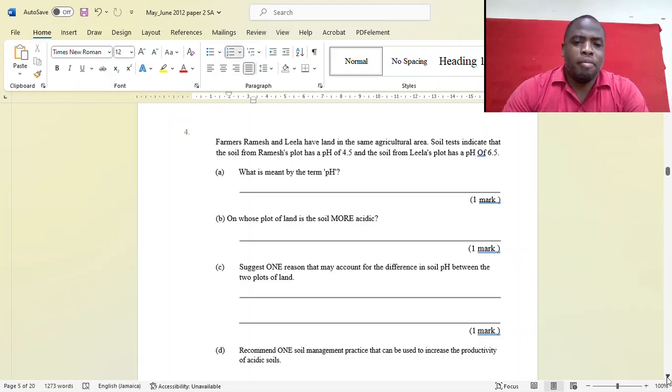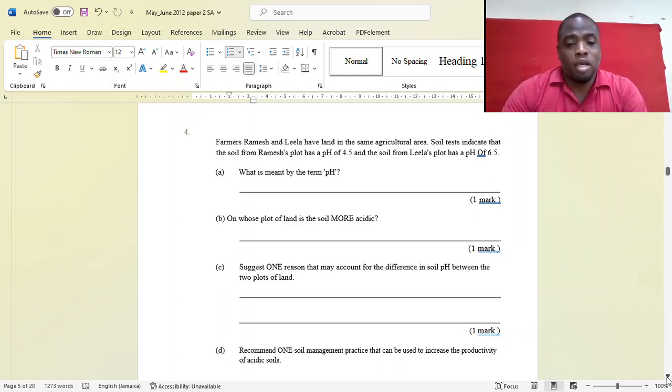It says, suggest one reason that may account for the difference in the soil pH between the two plots of land. Now, it may be based on the activities. We are just going to be assuming Farmer Ramesh could have been using fertilizers, artificial fertilizers, synthetic fertilizers, fertilizers that were created by man. And the disadvantage of using these fertilizers at times is that it increases soil acidity. And so he could have been doing that, and based on this application of fertilizer, it would have caused the soil to become more acidic.